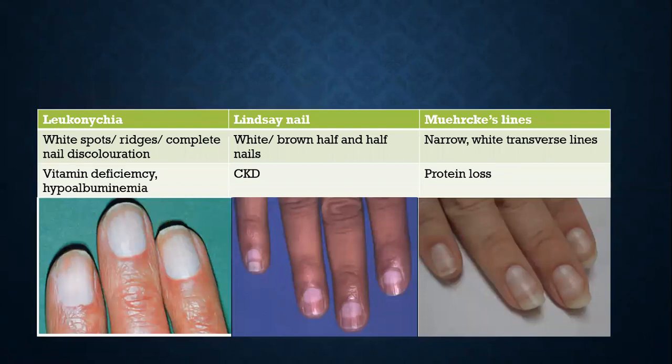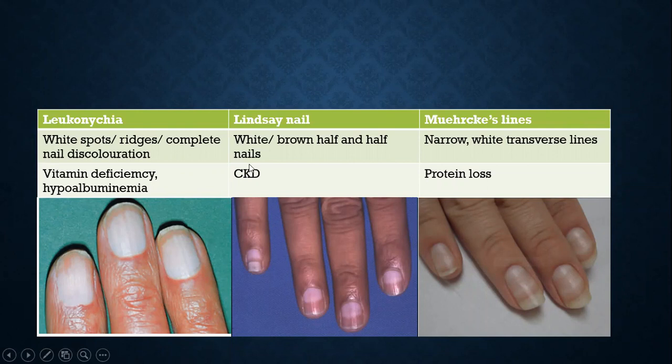So as I already mentioned earlier, nail bed pallor is not always a sign of anemia. Nail bed pallor can also occur in other conditions like leukonychia, Lindsay nail, and Muehrcke's nail. Leukonychia is white spots, ridges, or complete nail discoloration. It can occur in vitamin deficiency or hypoalbuminemia. You can see here the nail is completely white except only the distal tip.